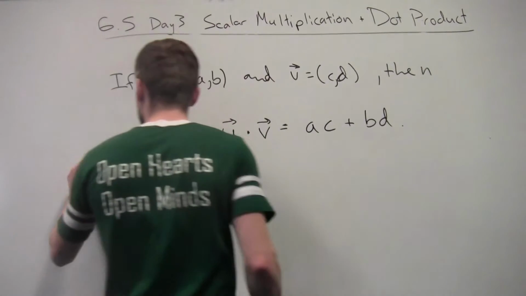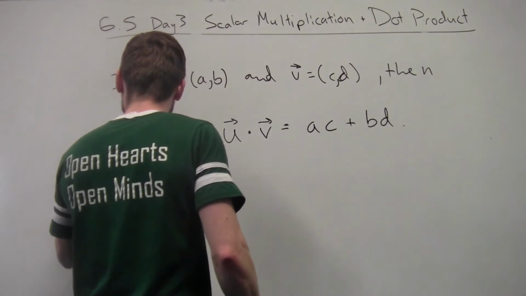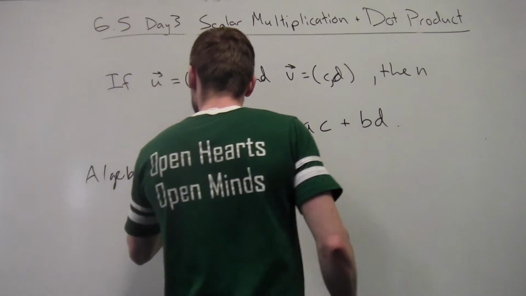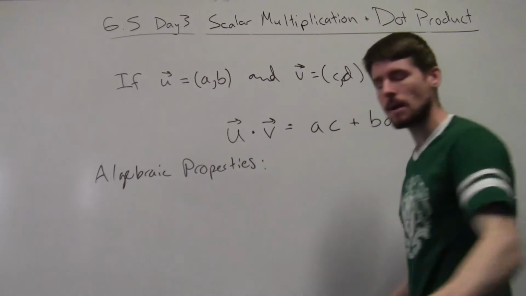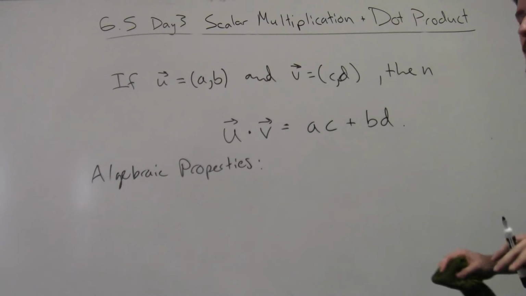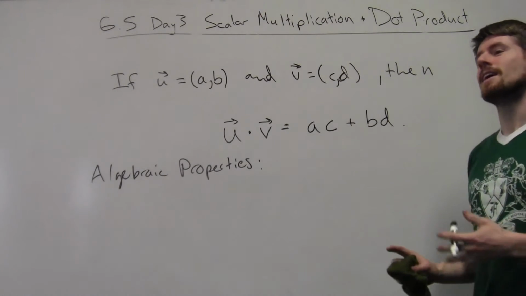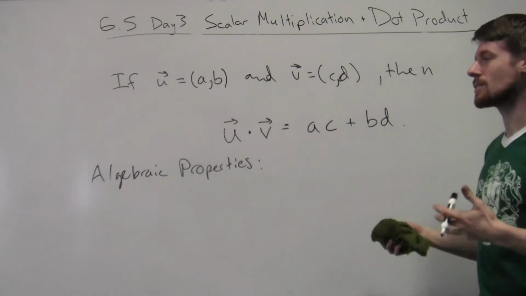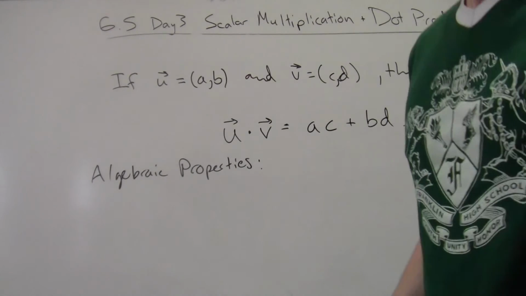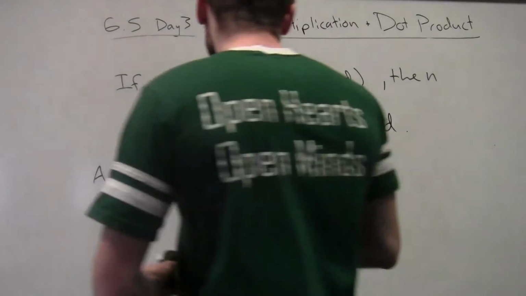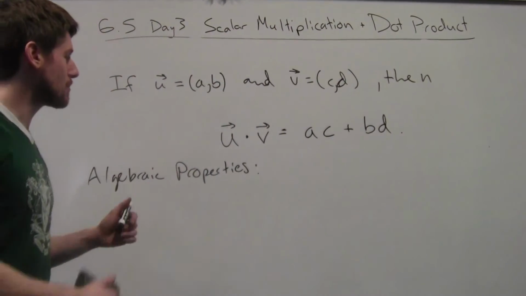So, some algebraic properties. And this is why I said it looks like, it talks like multiplication. It's because it really is a lot like multiplication. Okay, so let's look at some algebraic properties of the dot product.